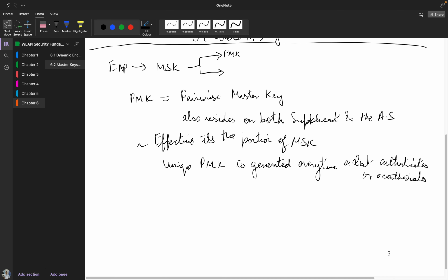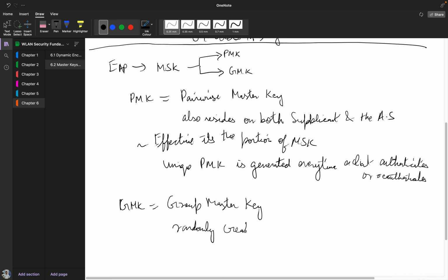Okay. Now the other master key that is created from MSK, the master session key, is called the GMK. GMK is basically the group master key. Now this one is randomly created on the access point, the authenticator. Okay, this is randomly created on the AP and our authenticator.